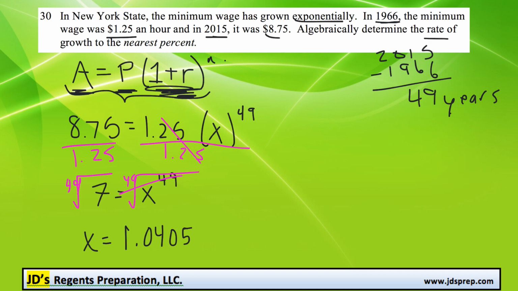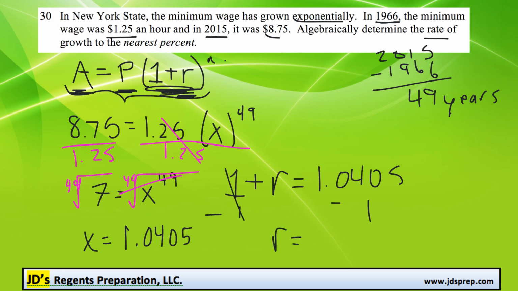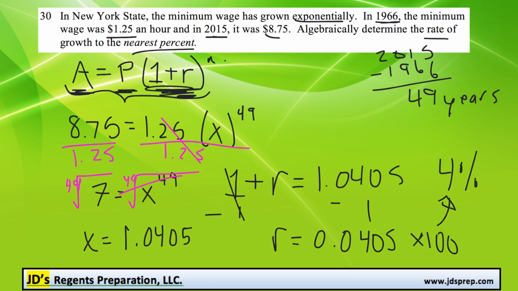Now, remember, x used to be 1 plus r, so the rate of growth, I guess you could find by subtracting 1 from this number. Think of it as 1 plus the rate is equal to 1.0405. So if we take away 1, we get a rate of 0.0405, which as a percentage, to the nearest percent, we would multiply by 100 to turn it into a percent, to get a 4% growth.